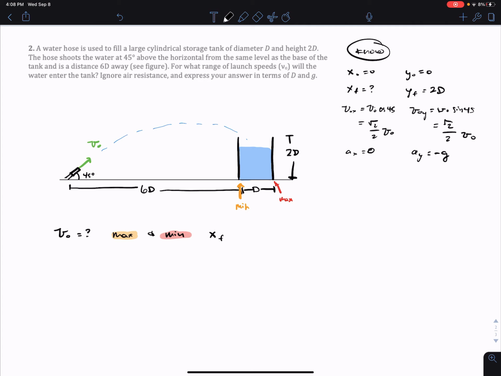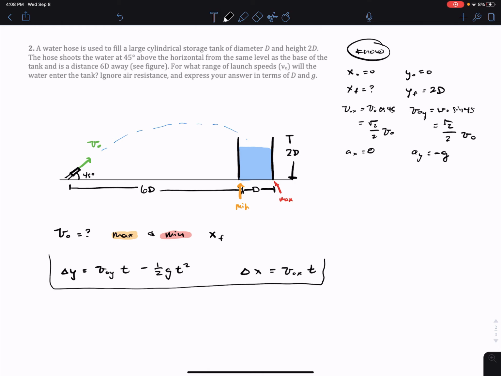So because this is a projectile motion problem, we usually calculate the time using the y equation. So that means delta y is equal to v naught y t minus 1/2 g t squared. And then we plug this into the x equation, v naught x t. And notice we don't have a 1/2 g t squared here because there's no acceleration in the x direction. So these are our equations that we're going to be using. Okay, and now we can just plug in.